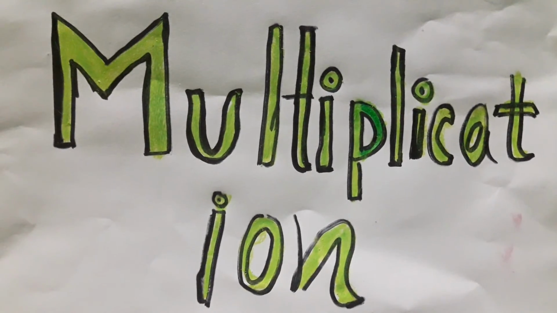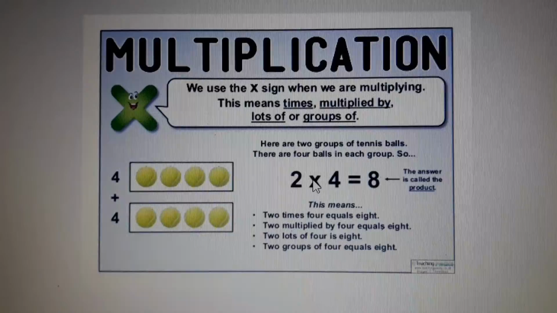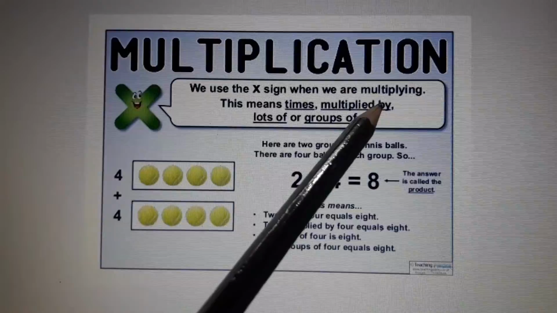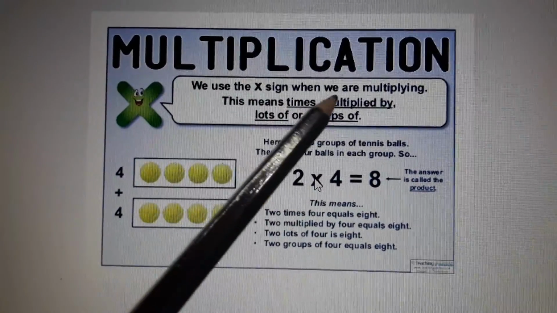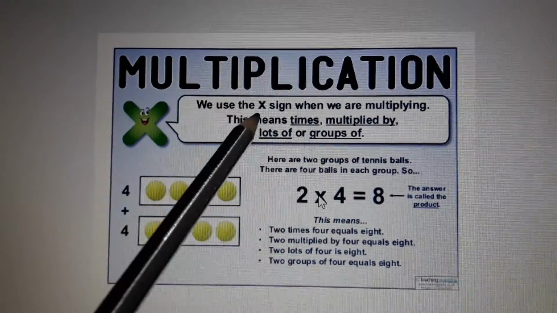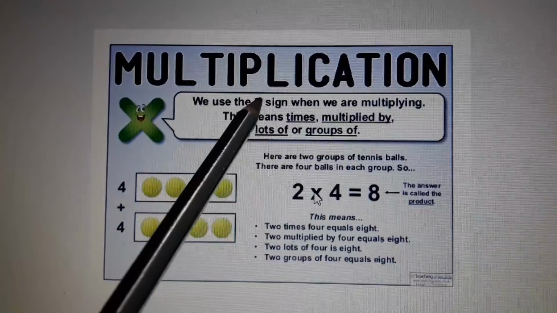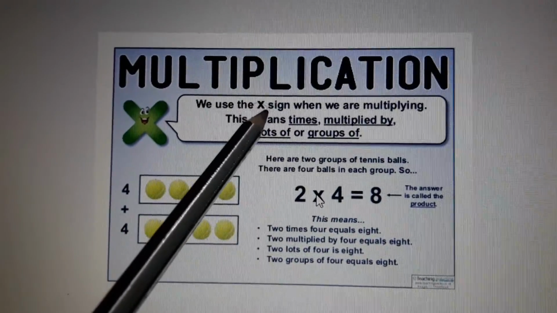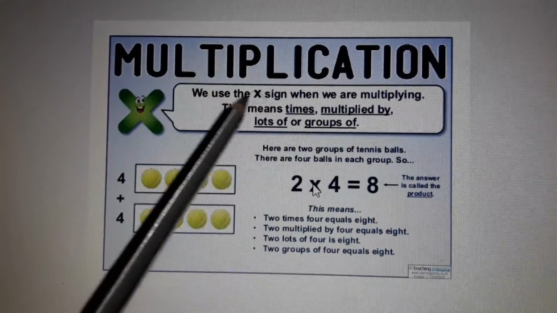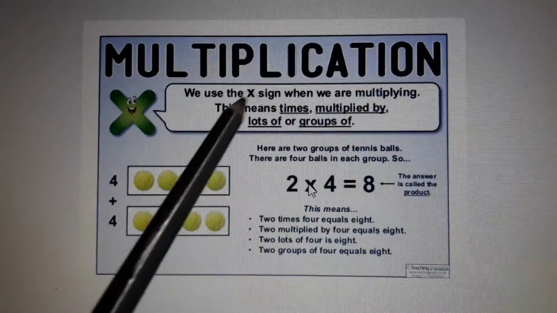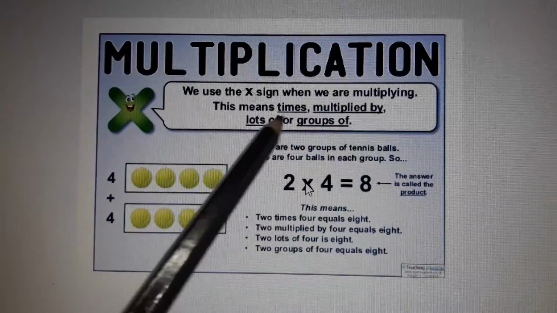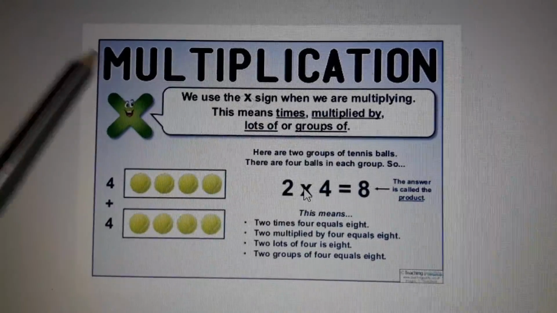Our topic name is multiplication. We use the multiplication sign when we are multiplying. This means times, multiplied by, lots of, or groups of. This is called the multiplication sign. We learned this in the previous class.